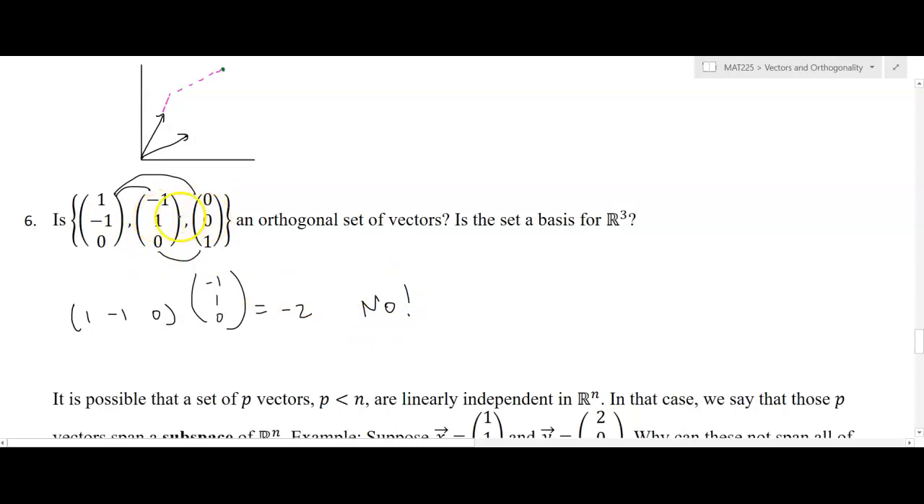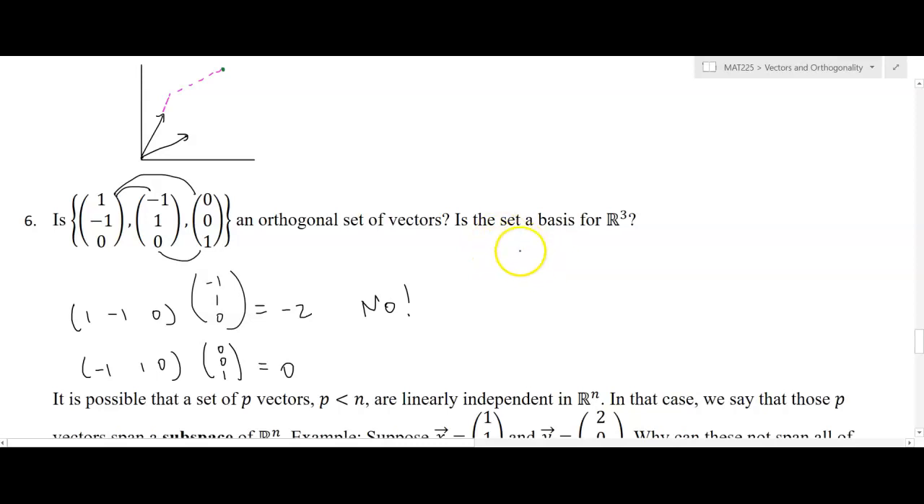So you might say, but look at the next 2, -1, 1, 0 and 0, 0, 1. They have a dot product of 0, but it has to be the case that every pair has a dot product of 0, not just some, not just a couple. We could say that the last two vectors here are orthogonal to one another, but they do not constitute an orthogonal set.